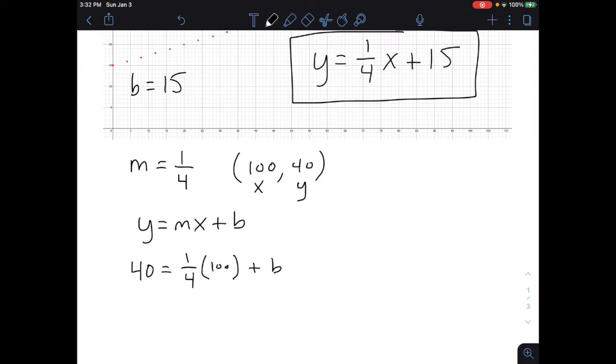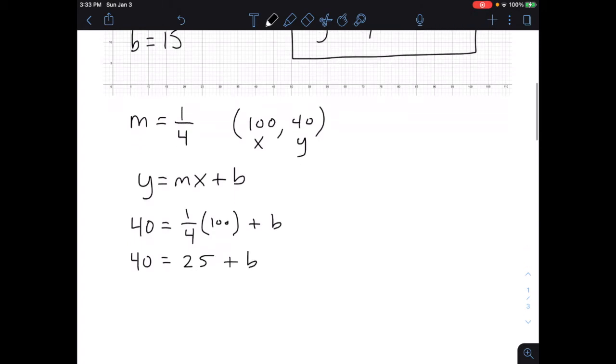Okay, so now if I simplify this, I have 40 equals 1/4 times 100. Well, 1/4 times 100, so it's 1 times 100, and then divided by 4. Well, 100 divided by 4 is 25, so I'm going to go ahead and put 25 there.